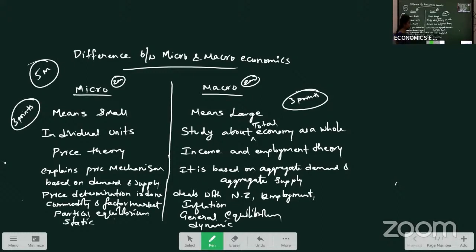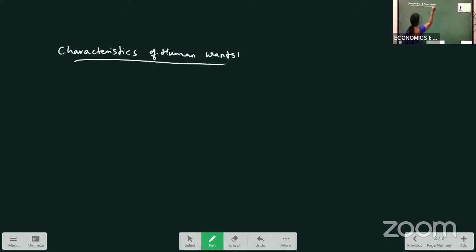Next 5 marks question we are going to discuss from the first chapter, that is characteristics of human wants. Why are we studying about human wants? Because our economics is completely dependent upon human wants. Why? What we study in our economics, we study how to satisfy our wants with limited resources, right?